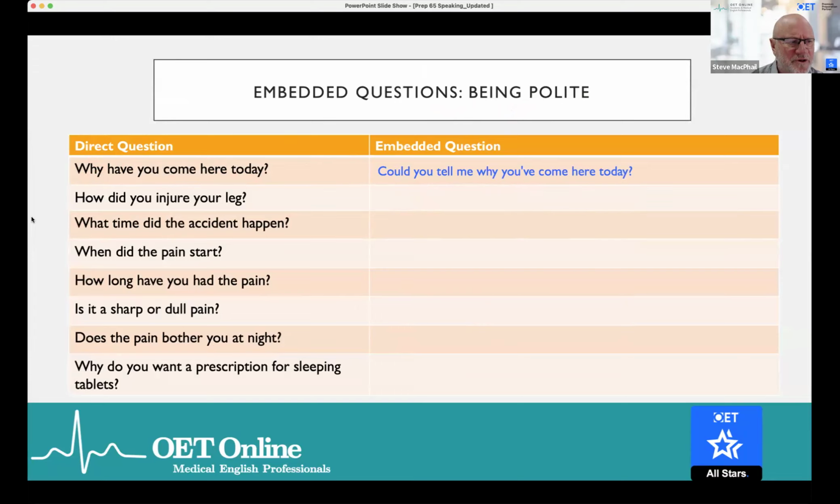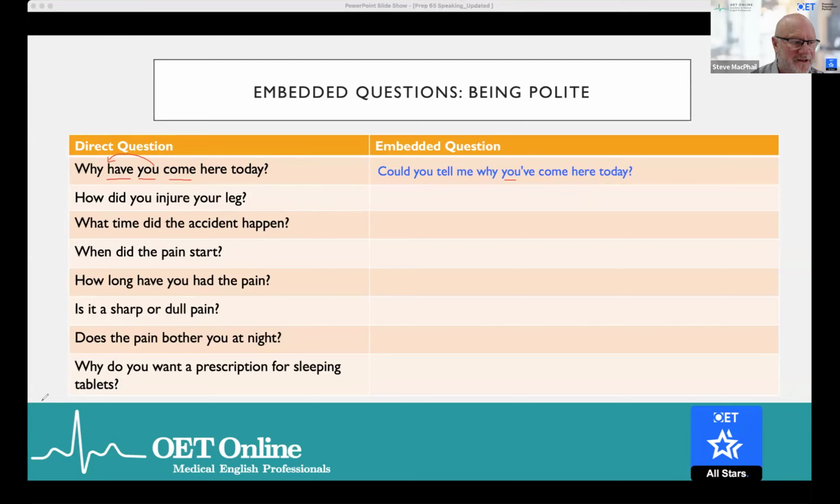All right, so what have we changed here to make this different? Well, it's these two words, you and come. Can you tell me why you, and we've got here why have you? So we've changed the order. We've put the you before the have. Can you tell me why, this is a contraction, why you have, why you've come here today? So we change the order.